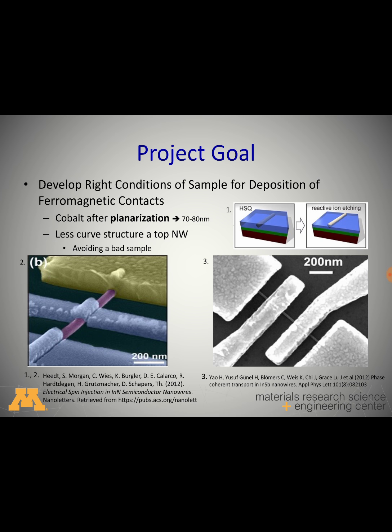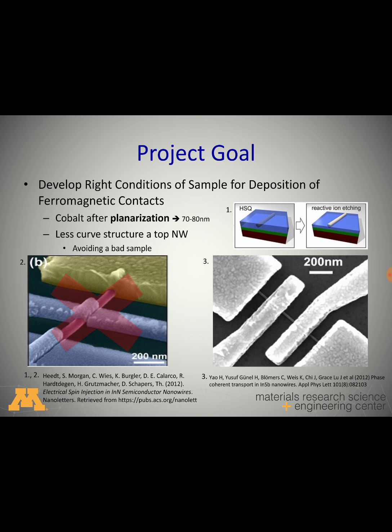And so that's what we're trying to avoid, a bad sample, and it's not what we want. But here on the right we can see a good example of a nanowire that's planted and placed on these cobalt contacts with proper HSQ planarization procedures and reactive ion etching processes, so that everything contacts quite nicely, and we can get on with our research. So we're looking for less curvature at the top of this nanowire.